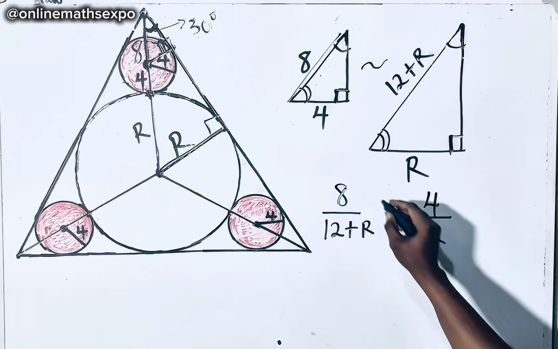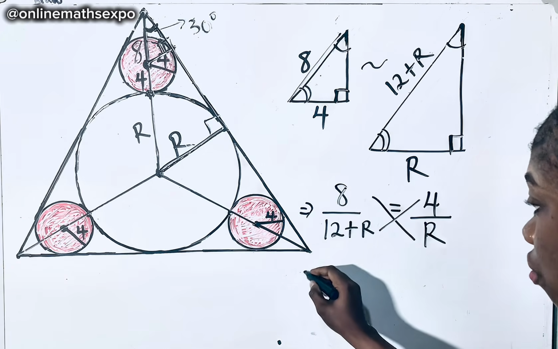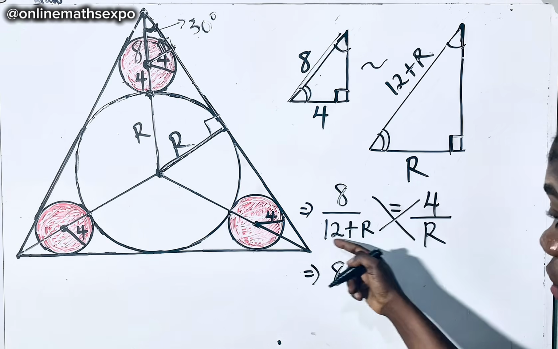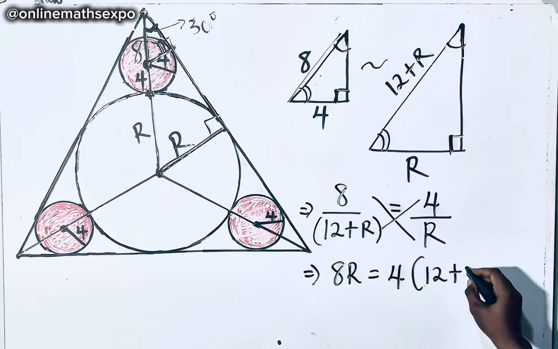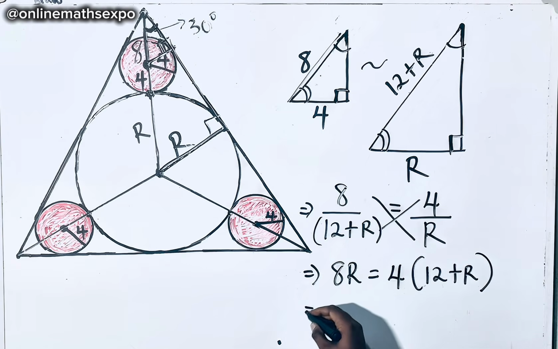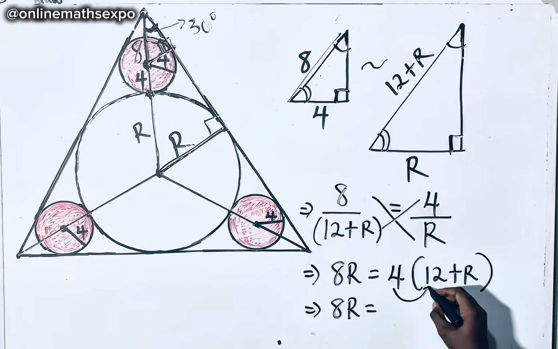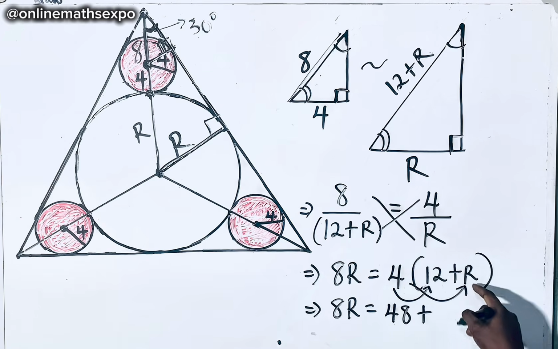What do we do next? Just quickly cross multiply. This gives us 8R is equal to, use 4 to multiply. Remember, this is an expression, so you put it in a bracket. So this is what we have. What do we do next? We have 8R is equal to, use 4 to distribute. When you do that, 4 times 12 gives you 48, plus 4 times R gives us 4R.